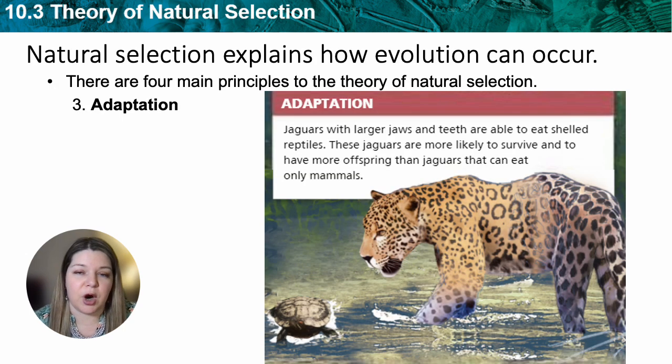So that brings us to our third principle, which is adaptation. And adaptation is a trait that is found in a population or a species that allows that individual or the population to have an advantage and to survive in whatever environment that it lives in. In the case of the jaguar, having very strong jaws and teeth is an adaptation that is very beneficial. You find strong jaws and teeth throughout pretty much all of the jaguars in a population. That's an adaptation that is common to that species.